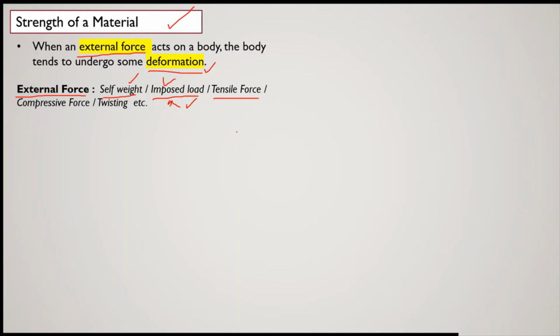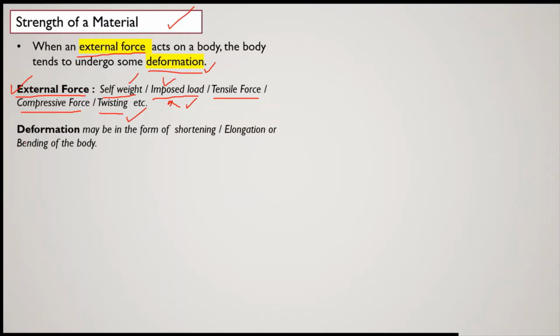There may be some tensile force, tension, that you may be applying. There may be some compressive force, twisting. That means you may be applying some moment on the structure. When you are applying some moment, it is also known as a twisting moment. So these all come under external forces. And when an external force acts on a body, the body will try to undergo some deformation.